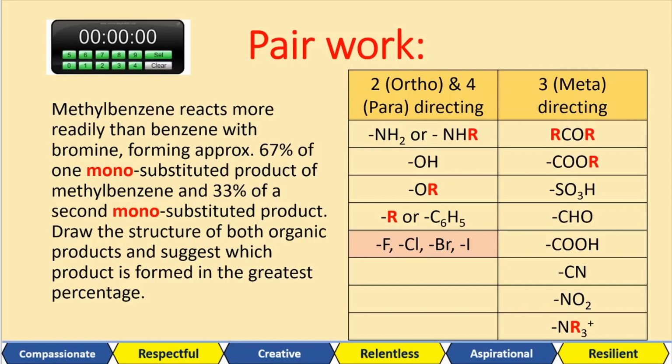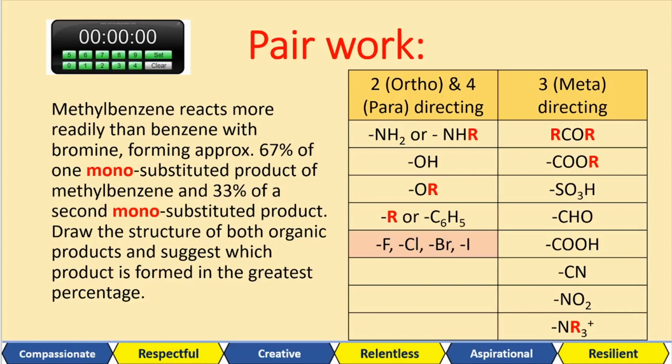Methylbenzene reacts more readily than benzene with bromine. It forms approximately 67% of one monosubstituted product, mono means one, of methylbenzene and 33% of a second monosubstituted product. Draw the structures of both organic compounds and suggest which product is formed in the greatest percentage.